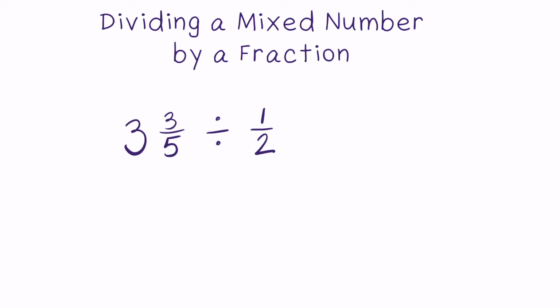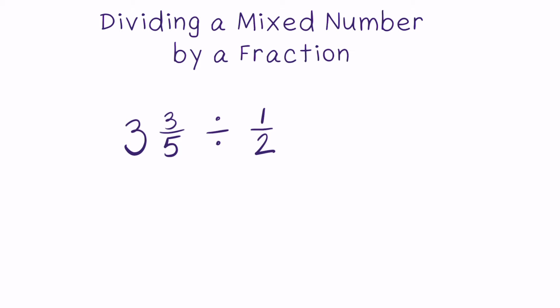Let's start practicing dividing a mixed number by a fraction using the example of 3 3/5 divided by 1/2. When you're working with dividing fractions, but one of the numbers in your problem is a mixed number, the best thing to do is convert that mixed number into an improper fraction, or a fraction greater than 1, and then you'll have two fractions to work with.